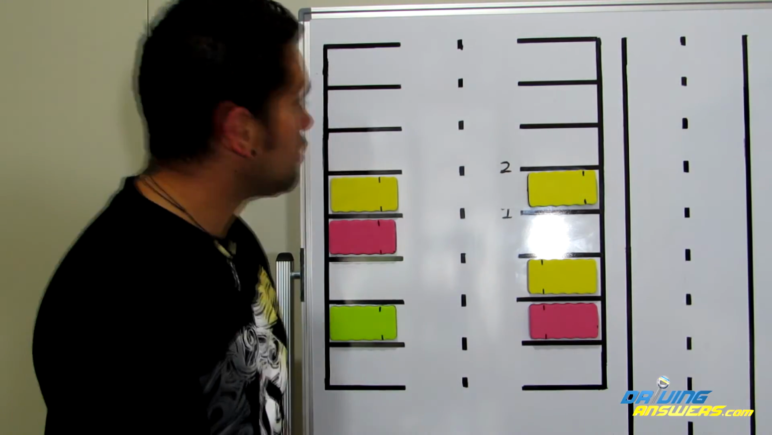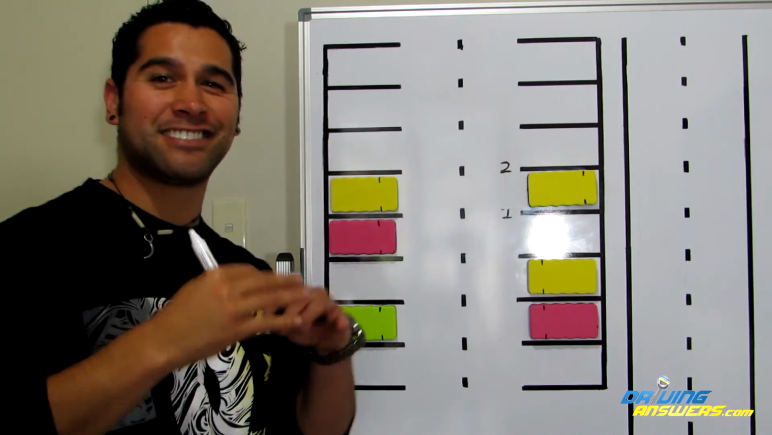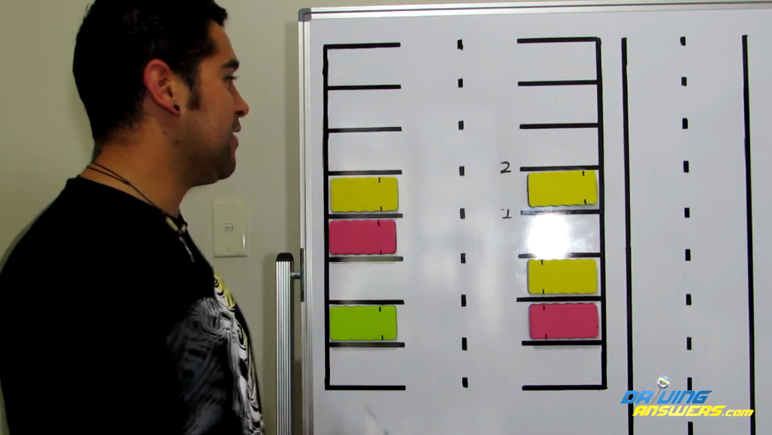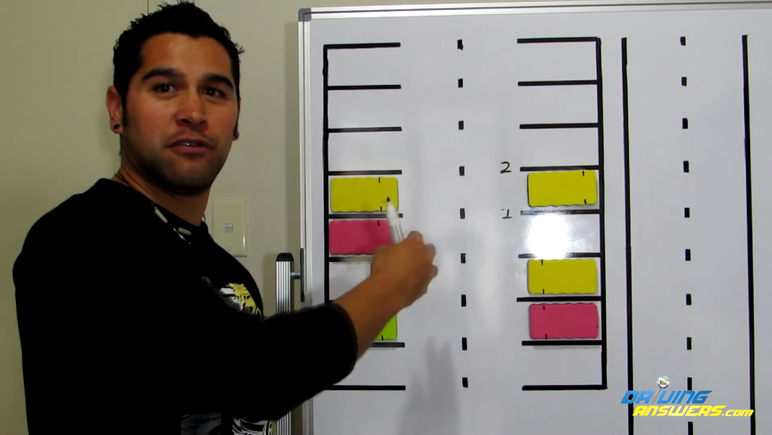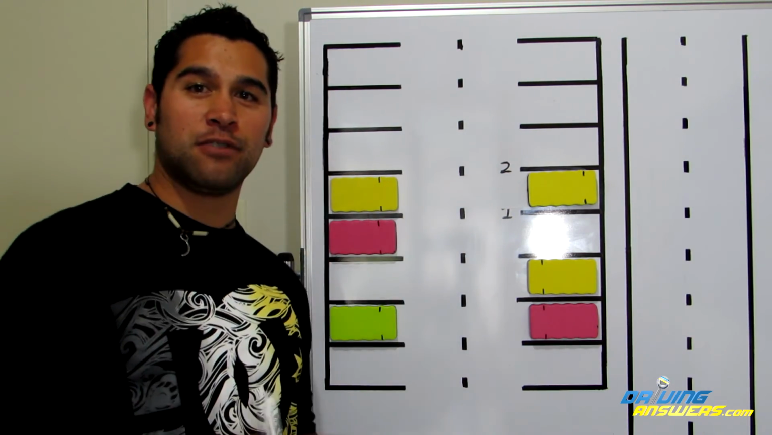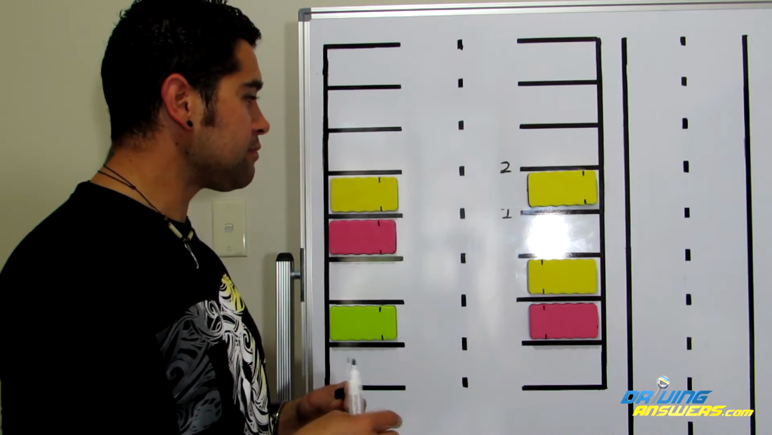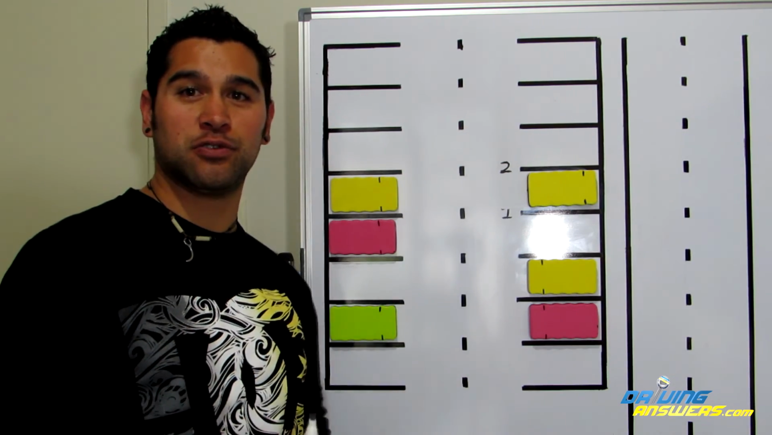So there we go. Forward parks, that's exactly how they want it for your test, and that is the best way to do a forward park. But I'm going to be doing another version of the forward parks in the next tutorial.